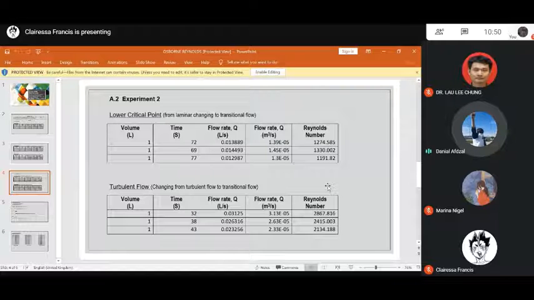Okay, so this is the data for experiment 2. The first table is for the lower critical point. This data is from laminar changing to transitional flow. The explanation for the table is the same as the rest of the data that I have presented. And the second one is turbulent flow. I think the second one should be higher critical point. It's higher, sir. Typo. I just realized that it's the higher critical point. Okay. Marina, what is the purpose of experiment 2? It looks the same as experiment 1.